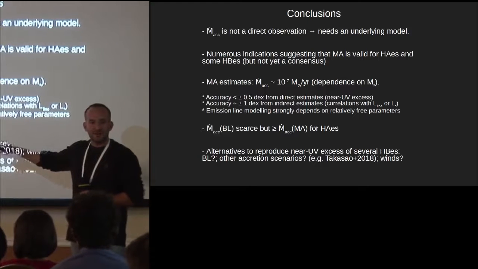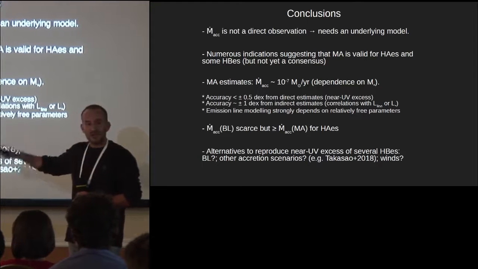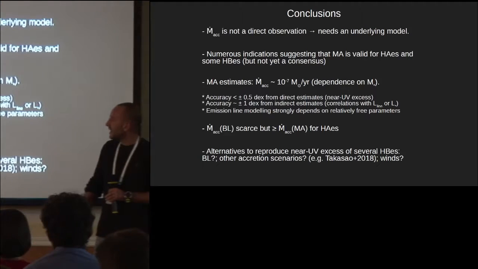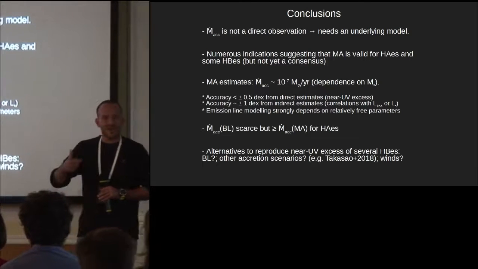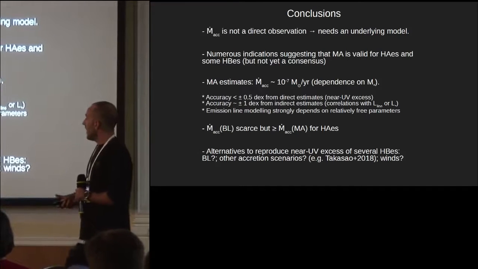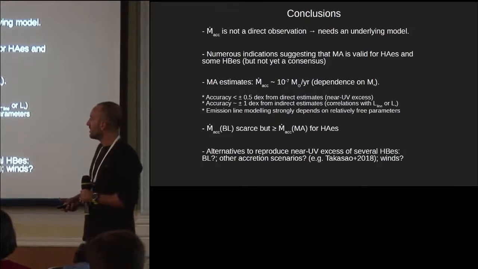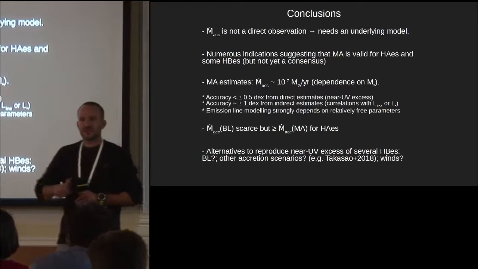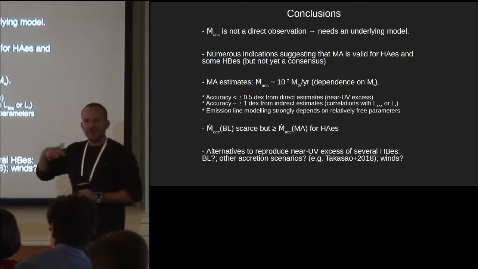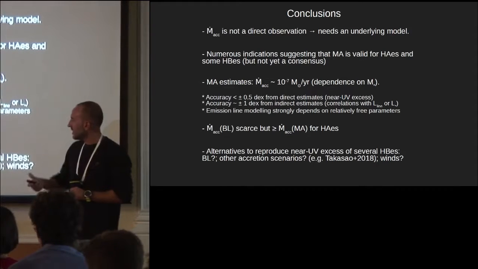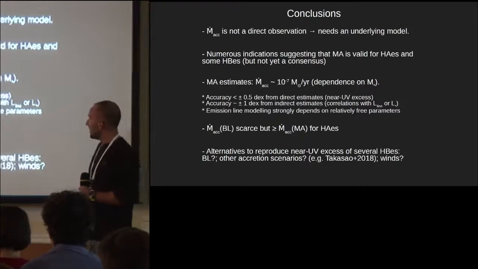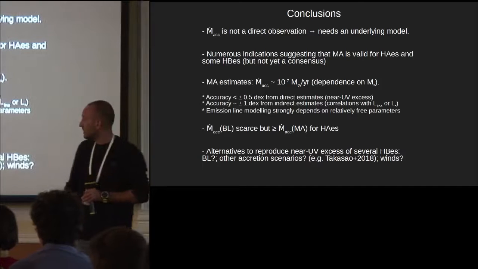There are not many boundary layer estimates for Herbig Ae stars, but the ones that are there suggest that if accretion goes through a boundary layer, then the accretion rates that we have now are lower limits to the real ones. And definitely we need alternatives to reproduce the near UV excess of several Herbig Ae stars. Magnetospheric accretion doesn't work for them. It could be boundary layer, it could be a different accretion scenario, not boundary layer or magnetospheric accretion. It could be winds. In any case, this is an open problem.